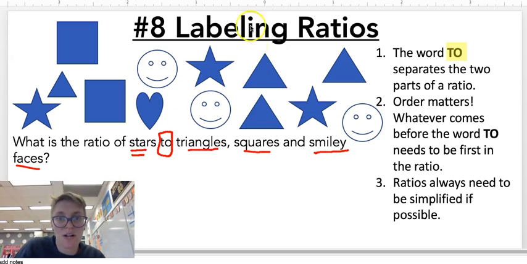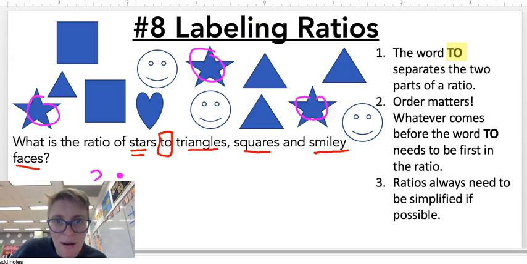Let's first start with the stars. Alright, so I'm looking for my stars. My stars are going to be in pink. Alright, stars are first. 1, 2, 3. I want to really make sure I'm not missing any stars. I know I have 3 stars. Labeling my stuff to make sure I got it. That word "to," remember, separates them. I'm going to put my little colon, one way to show a ratio, and it's going to separate everything else. Remember, order matters, so the stars have to come first.